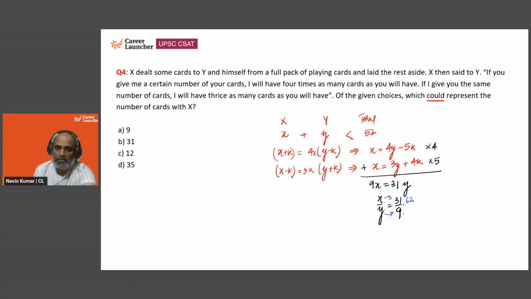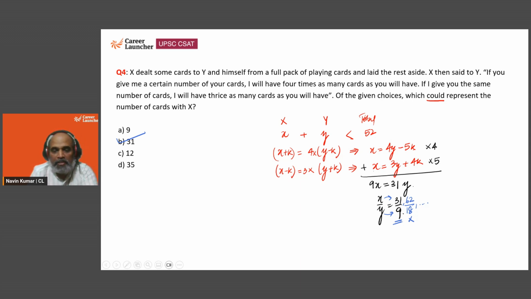Or x can have 62 cards and y can have 18 cards, and so on. Now, there are only 52 cards in a deck of cards. So x plus y is going to be less than 52 only in the first scenario and not in any further scenarios. So x can have 31 cards. Though it is not mentioned what kind of deck of playing cards we are using, it may be a different deck where we may have hundreds of playing cards. Who knows? So that's why it says which of the following could be.